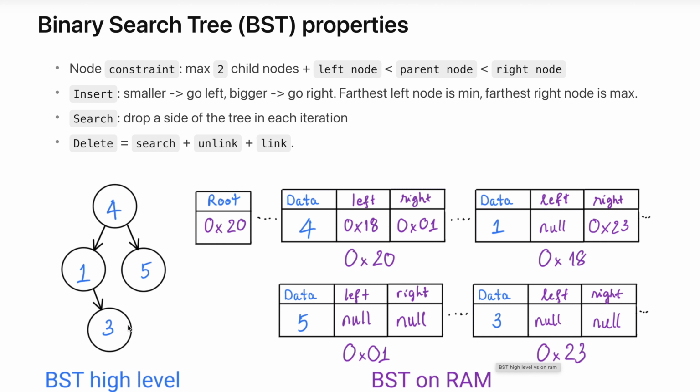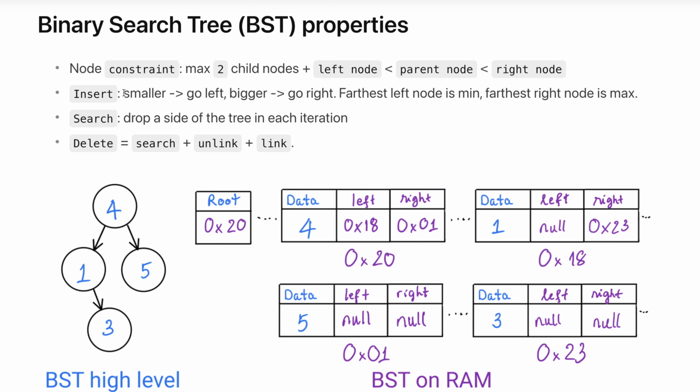Next, let's imagine that 3 is not here, and we want to add 3 to our data structure. We're gonna compare 3 with 4, and it's smaller than 4, so we go left. We go left and we see 1. And 3 is bigger than 1, so we go right. And then we have 1.right equals 3. That's how we insert data into our tree.